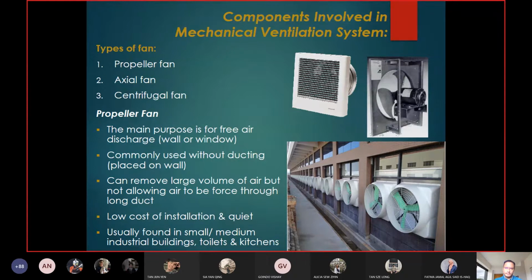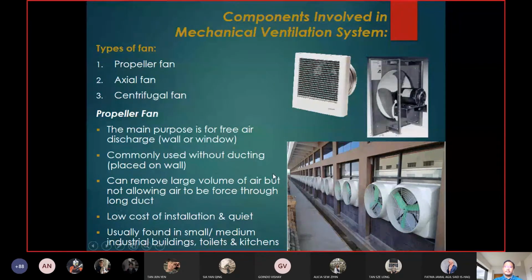But if you have ducting, when you turn on the fan, the air inside the room gets to the opening inside the ducting. It doesn't go straight to the fan, but goes inside the ducting. There are pros and cons with that. The pros are low cost of installation and quiet.